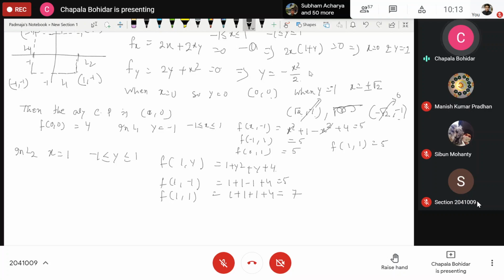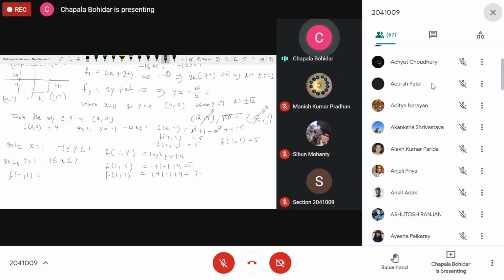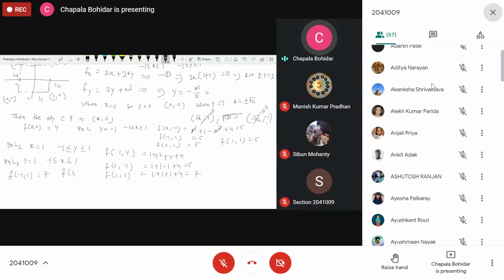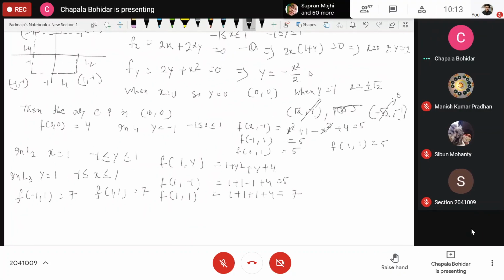In L3, y is equal to 1, minus 1 less than or equal to x less than or equal to 1. So I am writing directly f of minus 1, 1 is equal to 7. f of 1, 1 is also equal to 7. Okay? You check whether I am correct or not. Check it.